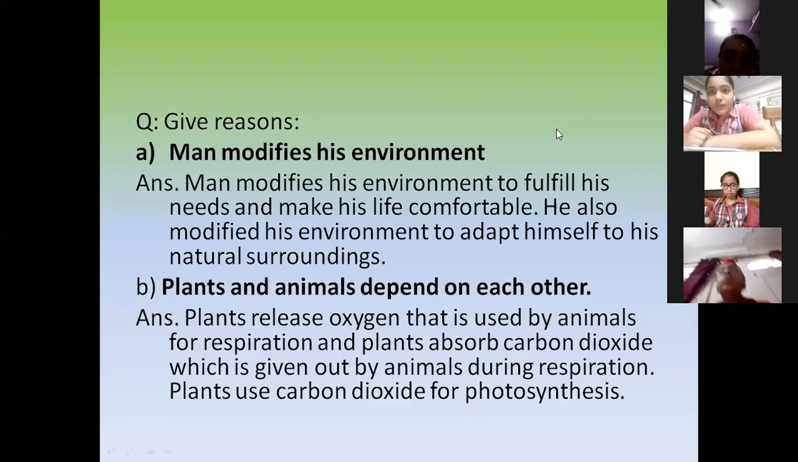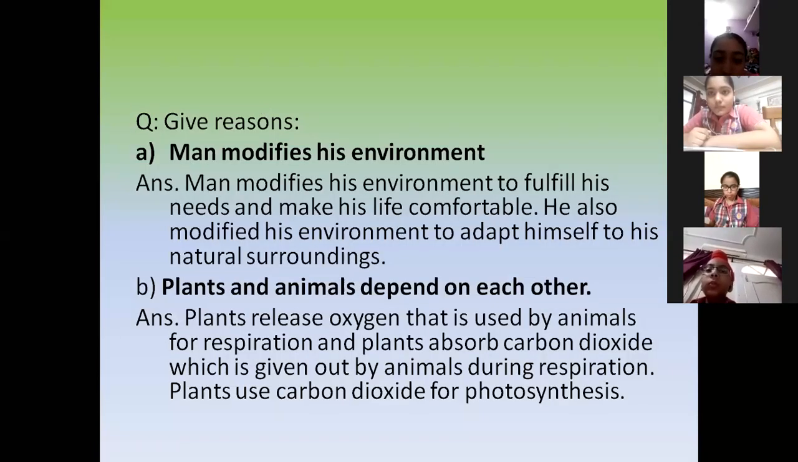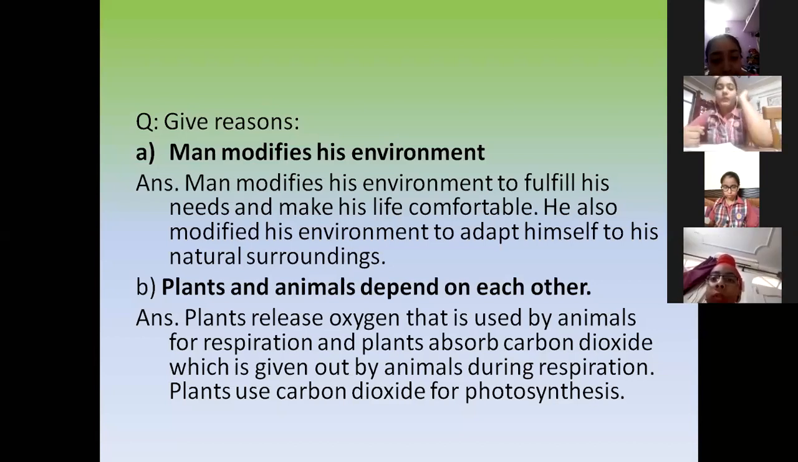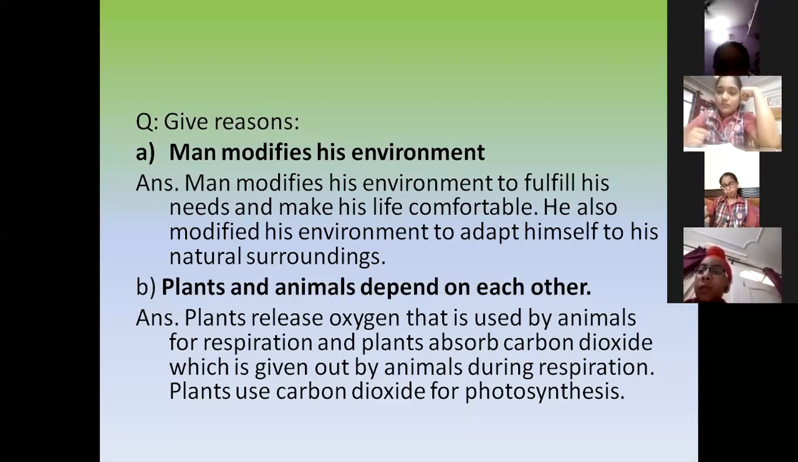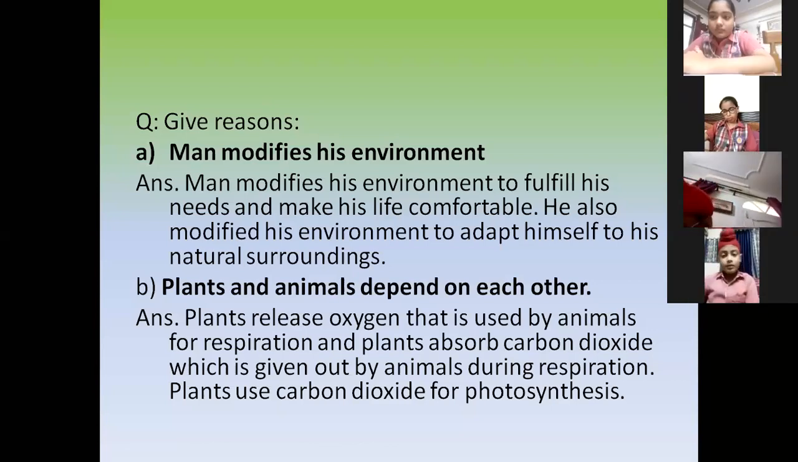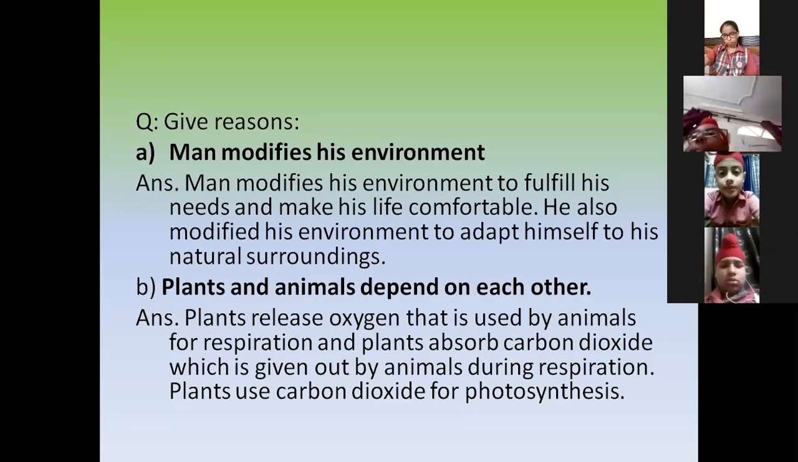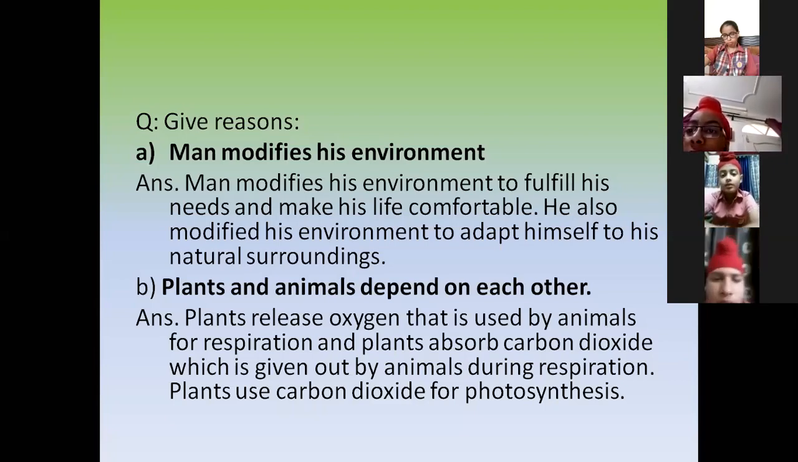Okay, he also modified his environment to adapt himself to his natural surroundings. Humans cut down forests. Why? Because he had to build houses. Then he started domesticating animals, taming them, for his needs. He grew many crops, started cultivation and agriculture. So he did all this to make his life comfortable and fulfill all his needs. And also he has changed himself to adapt to his natural surroundings. His food, clothes, house, everything he has changed according to the environment, to adapt, to make life easy.